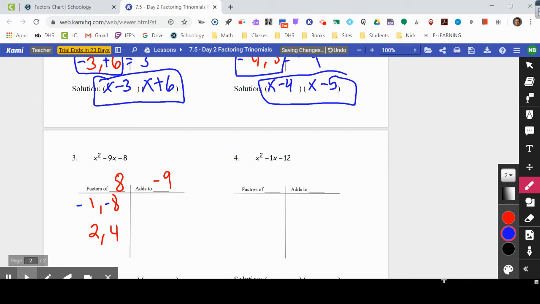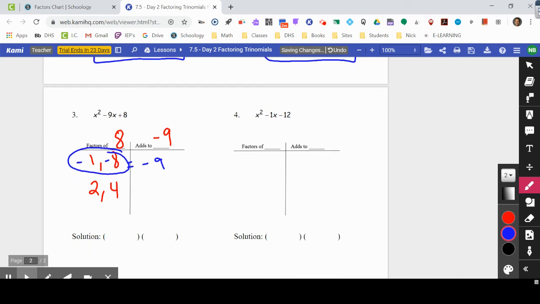right? Both of these numbers need to be negative, and that kind of makes sense, right? A negative times a negative is a positive. And if I add both of those numbers up, I get my negative 9. All right, so those are the numbers I'm going to put into my solution here. So I get x minus 1 times x minus 8.